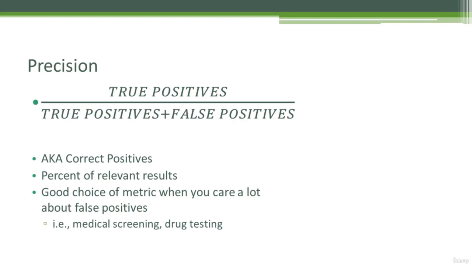When should you care about precision? Well, it's an important metric when you care about false positives. Some examples would be medical screening or drug testing. You don't want to say somebody's on cocaine or something when they're not. That would have really bad effects on their life and career, right? So again, precision when you care about false positives more so than false negatives, drug testing being a classic example of that. Again, it is computed as true positives over true positives plus false positives.